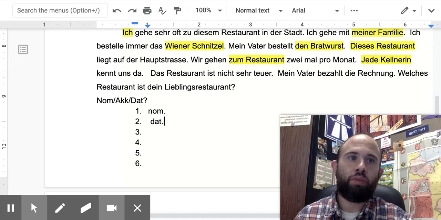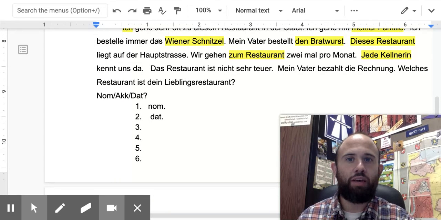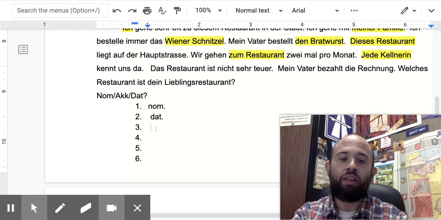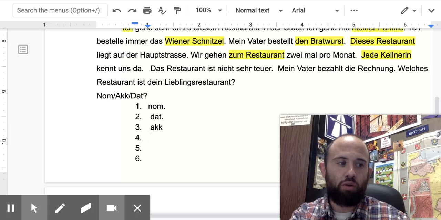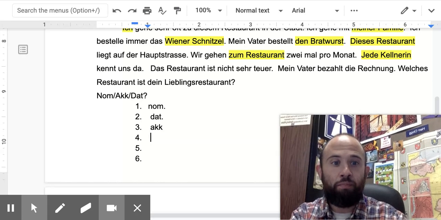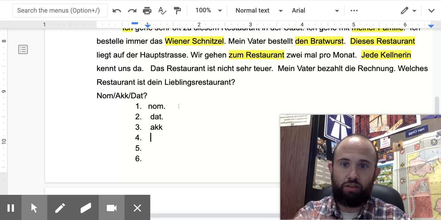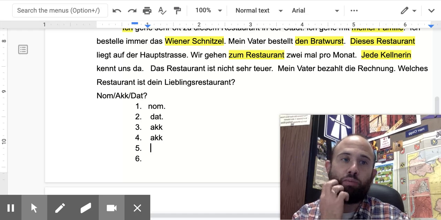How about Wiener Schnitzel? Ich is here, so it's got to be either accusative or dative. Does anything about Wiener Schnitzel look dative? I don't know, maybe. But look, it's das. If it weren't accusative, it'd be dem. If it were dative, it'd be dem. That's a good hint that it's accusative, the direct object. Mein Vater bestellt den Bratwurst. My dad orders the bratwurst. You can get a hint from den. It's not dative. Who orders the bratwurst? Dad. So dad is the subject. Bratwurst is accusative.